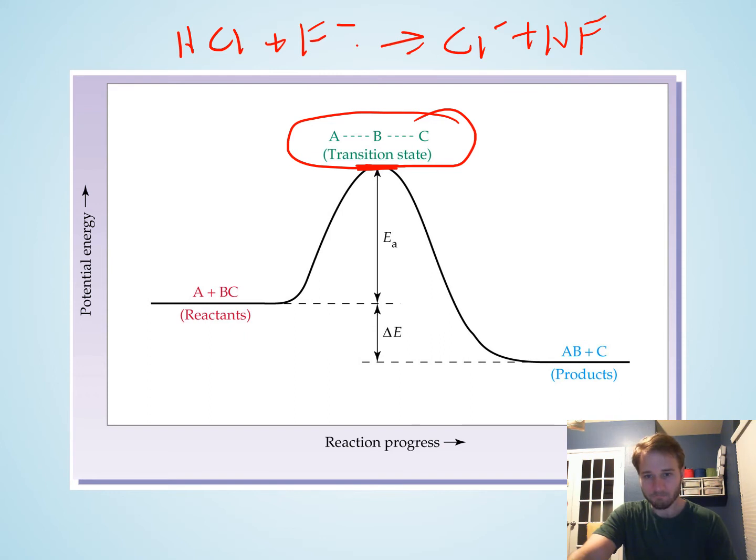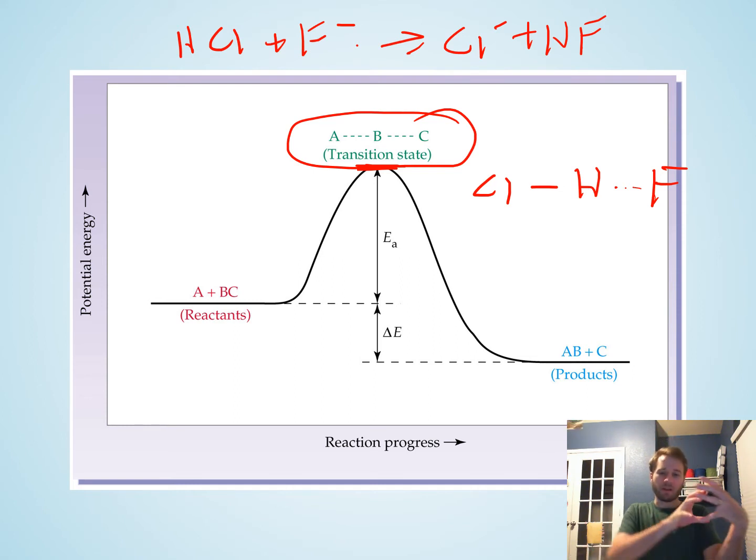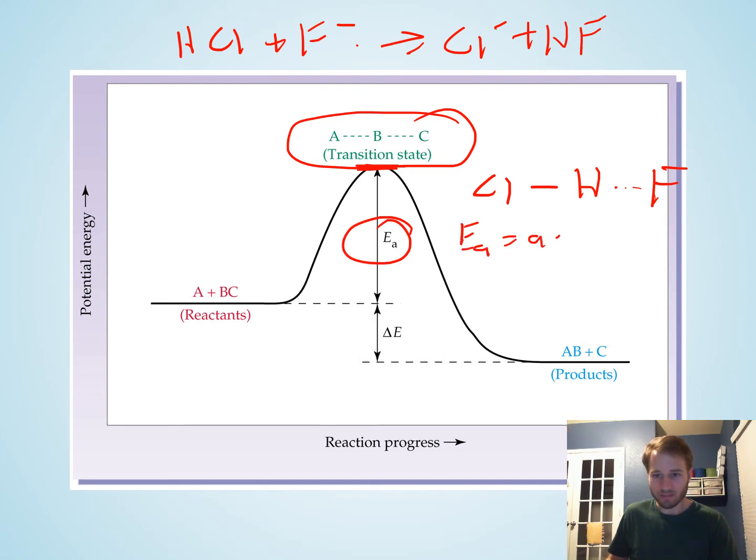For this reaction to take place, I have to break that hydrogen bond, and then I have to form the bond with the fluorine. So this transition state is going to look something like this, where the hydrogen is partially bonded between the two atoms. Because I have to break my bond before I can form the new bond, it takes some energy to do so, and that energy is given by this activation energy. So Ea here is the activation energy.